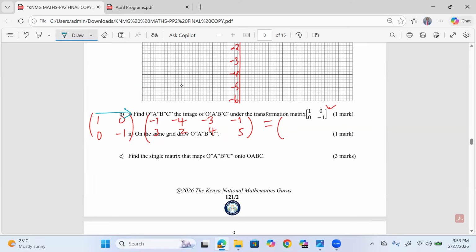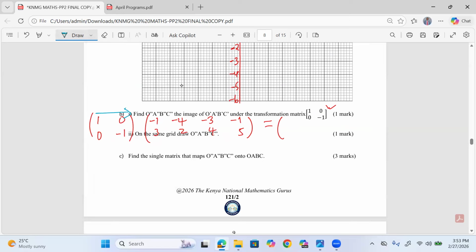The next should be the same row by the next column. 1 by -3, we get -3. And you just write your -3 because 0 by 4 becomes a 0 and you add. And the last column here to be 1 by -1, you get a -1. Then 0 by 5, it becomes a 0. The row that gives us the y coordinates is the second row here. So now it will be the second row multiplied by the respective columns.